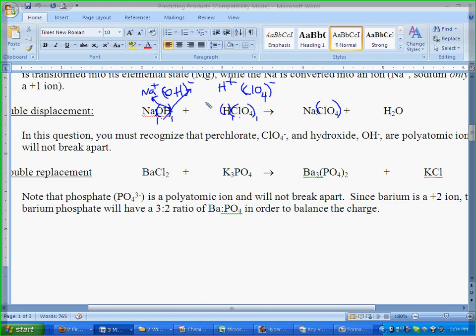So what I'm going to do is take this H and write it with the OH, and it's actually H plus and OH minus. And then the other one, it's no longer an H, because it was replaced with Na plus, and ClO4 minus.